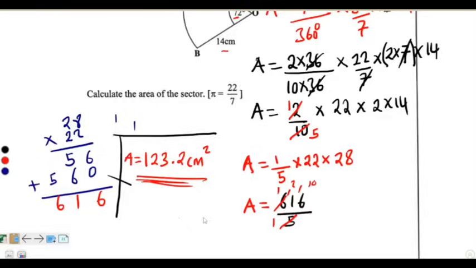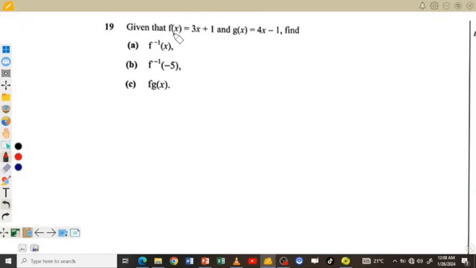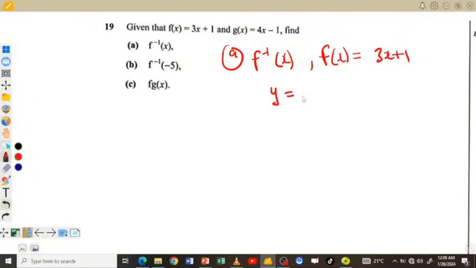Let us move on. Okay, so we've come to question 19. Given that function f of x is equal to 3x plus 1 and g of x is equal to 4x minus 1, find f inverse of x. So to find the function inverse of x, we take note of the function f of x, which is equal to 3x plus 1. So to find the inverse, we say y is equal to this function, which is 3x plus 1.